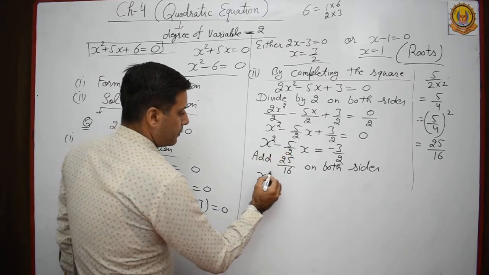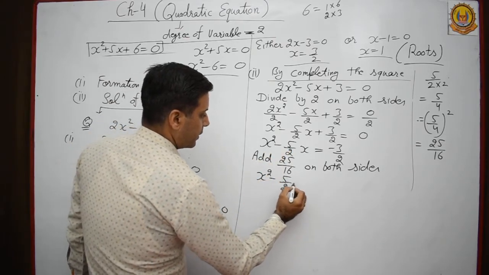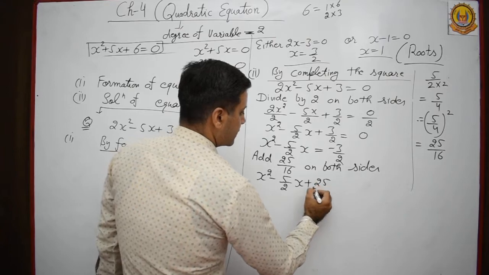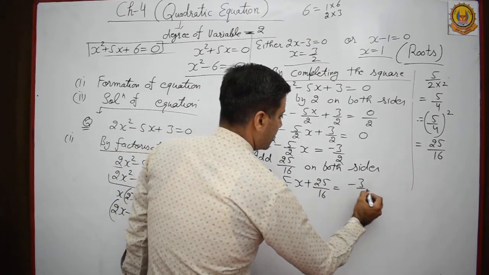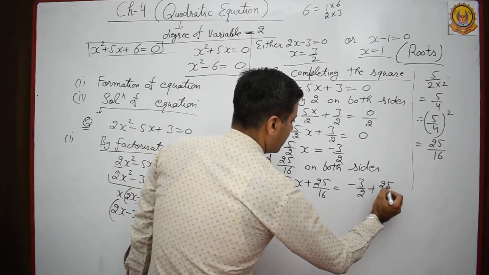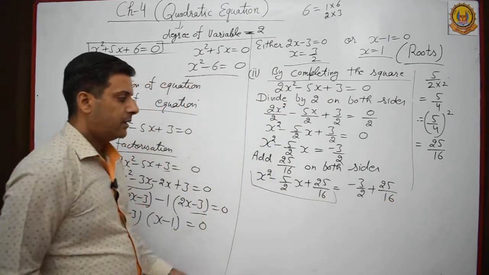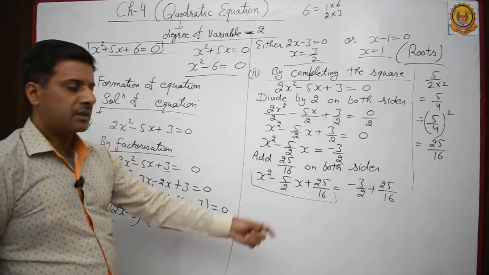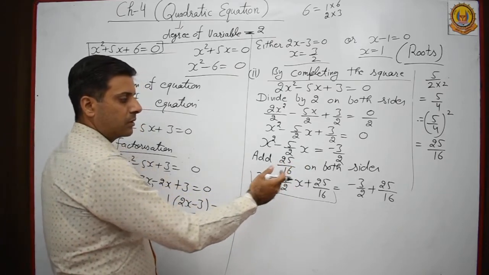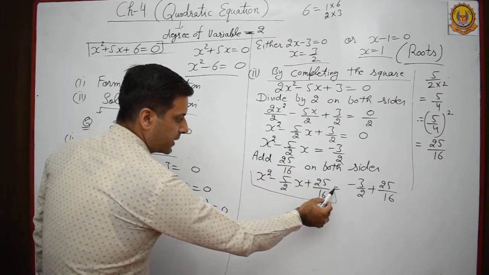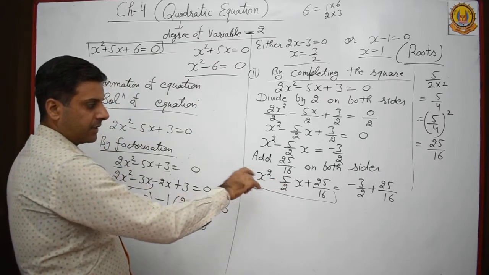So x² minus 5/2 x plus 25/16 is equal to minus 3/2 plus 25/16. So now look here, use the identity. This is a square of which two numbers? Which identity can we use on this left hand side?